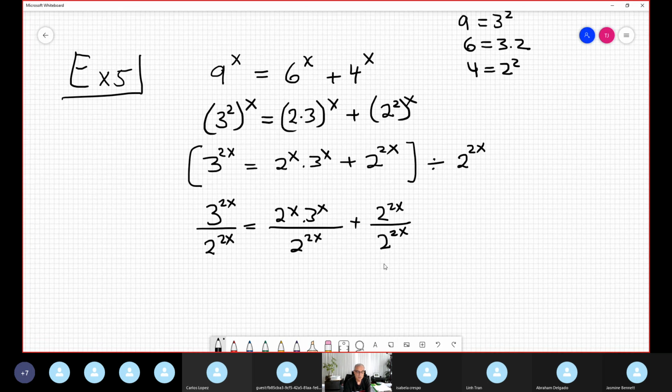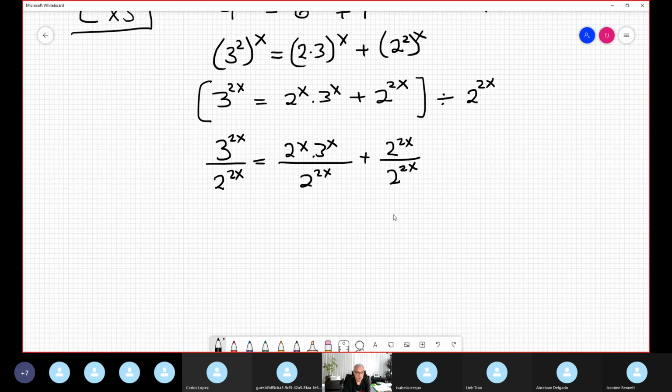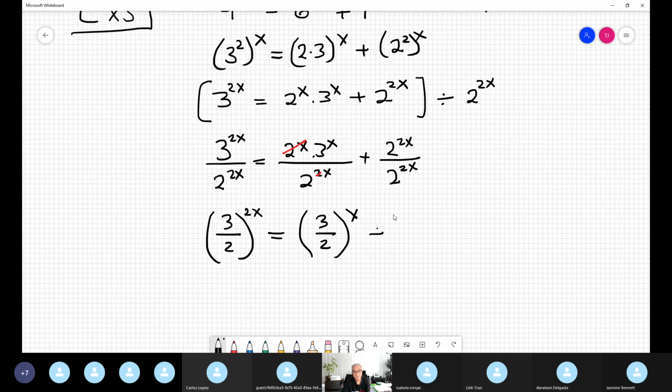Well, I can see that this guy is 3 over 2 raised to the 2x. In this case, it's obvious that we cancel out at least one with this and this, and stay alive 3 over 2 raised to the x plus 1. Do you see the transformation?